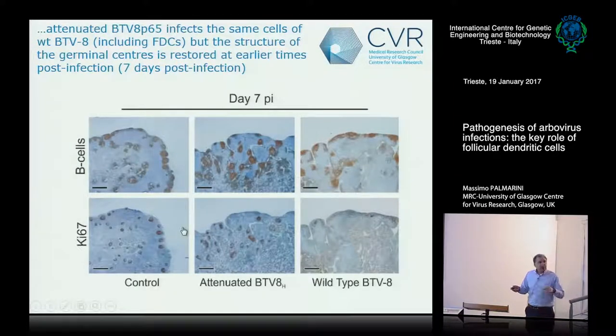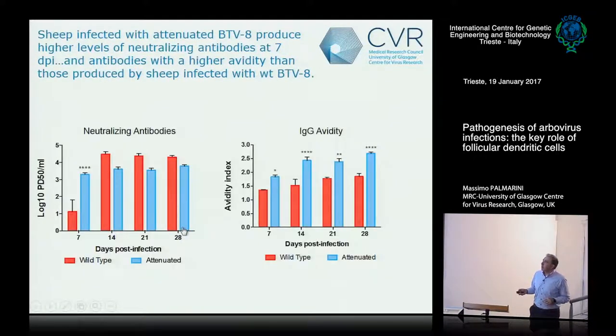And what we actually noticed, similar to what we noticed with the Sardinian virus, is that the virus still infected FDC. However, it recovered much earlier. So these are B cells in control animals, animals infected with an attenuated virus, or animals infected with wild-type virus. You see in the control, these are B cells, Ki-67 positive. Day 7, this is attenuated virus, so it starts to recover, while instead in the wild type, you see the follicle start to lose a little bit of its structure, and there are very few Ki-67 positive cells. So there seems to be a recovery of the germinal center much, much faster.